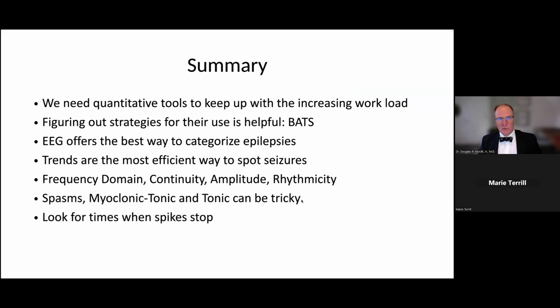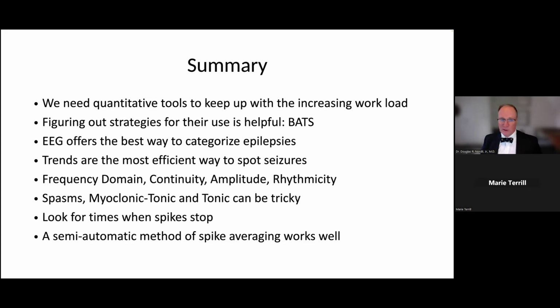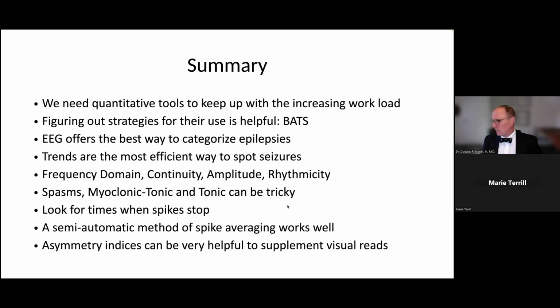In terms of detection, you'll be able to detect the vast majority of focal seizures. The ones that can be tricky are spasms, myoclonic, and tonic seizures, but there are clues. Particularly for the clusters, look for epochs where the spike density decreases. And finally, a semi-automatic method of spike averaging can work very well. And lastly, examining the trends can be very helpful.